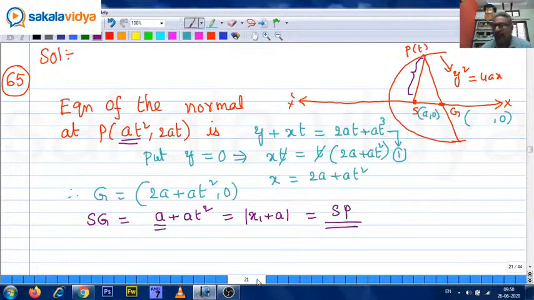But it can be applicable for any conic also. That means you can remember one shortcut for any conic. Being a parabola, SG is equal to SP; in the case of ellipse, in the case of hyperbola, that also we can find out. So very simple. The normal cuts the x-axis, so on the x-axis y is equal to 0. If you put y equal to 0, you get the point 2a plus at square comma 0. SG, the distance from the focus to the point G, is a plus at square. At square is the x coordinate, x1 plus a is nothing but the focal distance SP. SG is equal to SP.